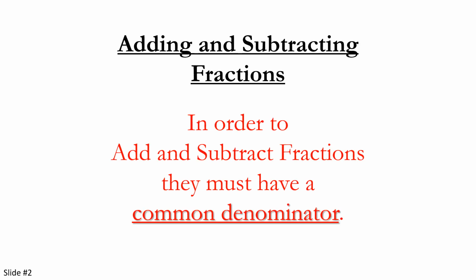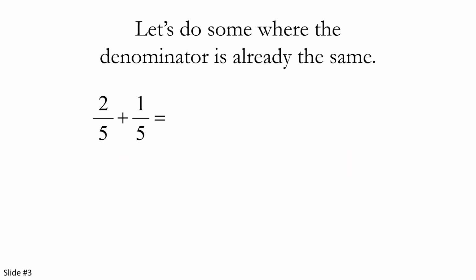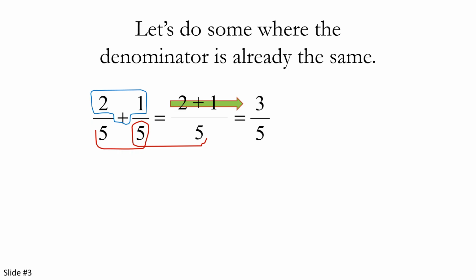Adding and subtracting fractions. In order to add and subtract fractions, they must have a common denominator. Let's do some where the denominator is the same already. Notice that both of these fractions have 5 as a denominator, so that's not going to change. And then we just have to do what the numerator tells us to do: 2 plus 1, which when we do that arithmetic, we get 3. So 2/5 plus 1/5 is 3/5.